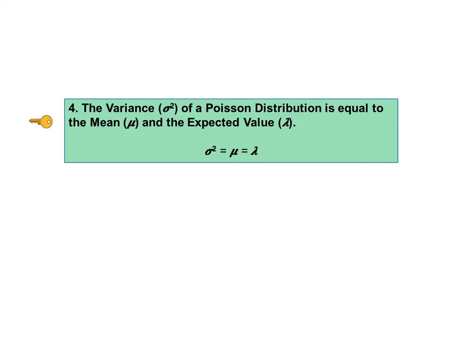Key to understanding number 4 says that the variance of a Poisson distribution is equal to the mean mu and the expected value lambda. This explains why the distribution spreads out as the mean gets larger, as shown in the graphs on the previous slide.